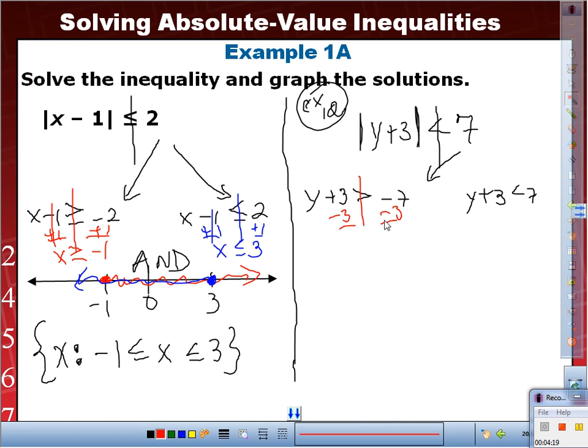-3, minus 3. Y is greater than -10. This one, -3, minus 3. Y is less than 4. Hands up if you got it up to right there.